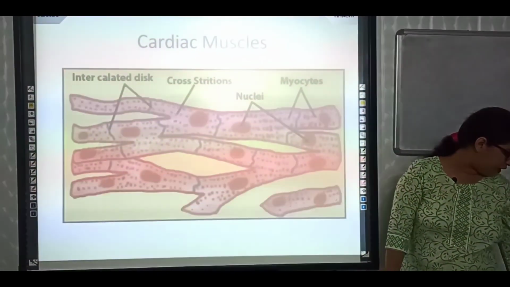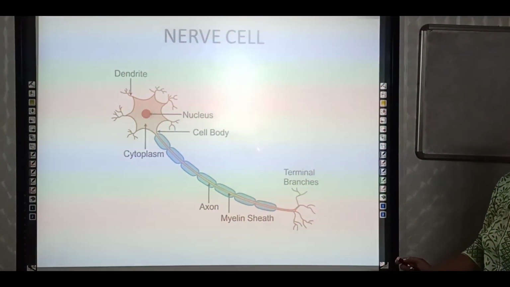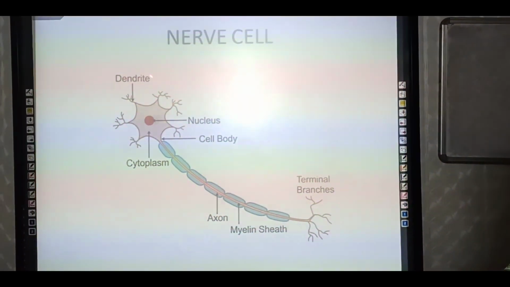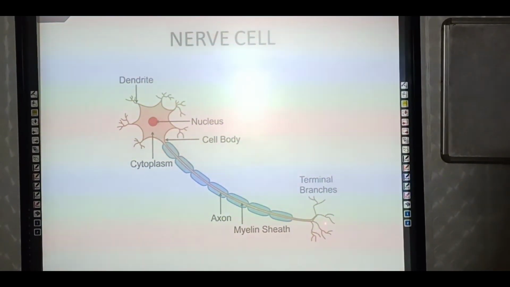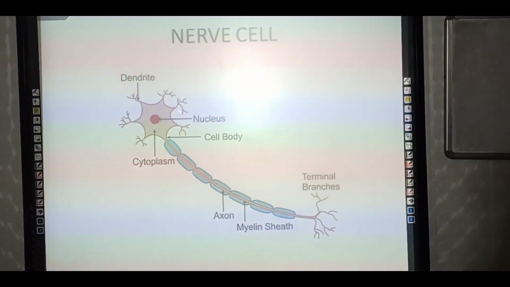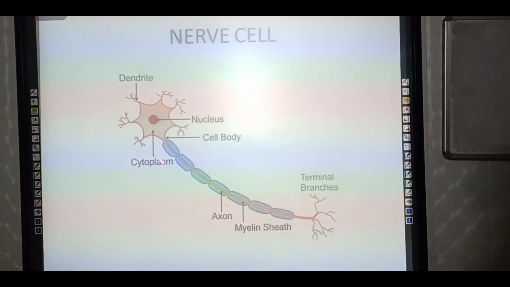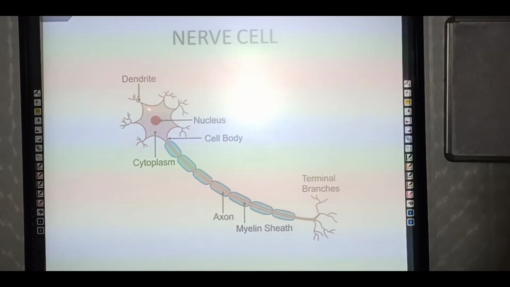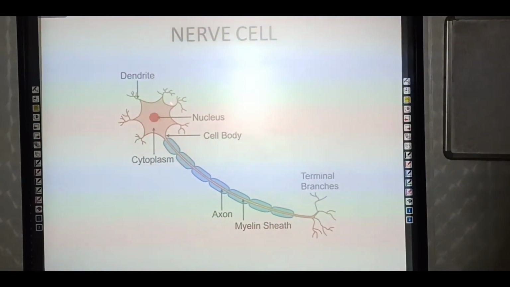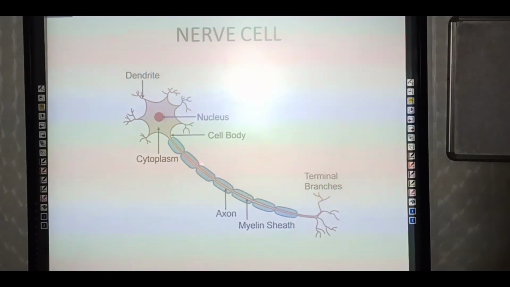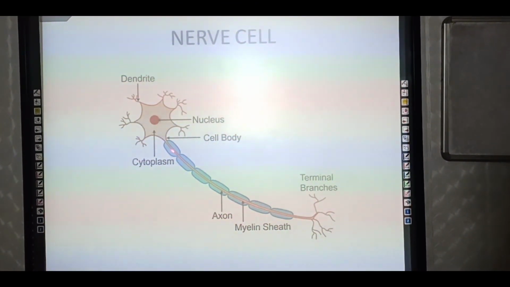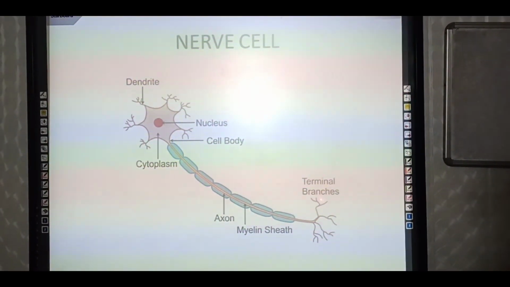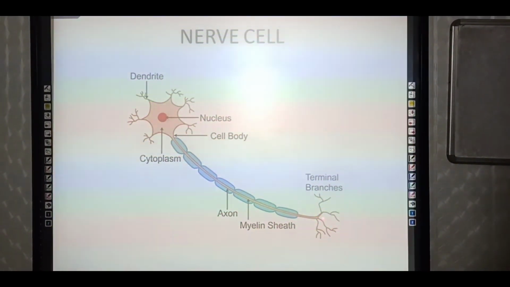Now the next type of tissue present in animals is the nerve cell, present in the human nervous system. This is the structure of a nerve cell, the structural and functional unit of the nervous system. You can see these are modified cells. This is the longest cell of the human body. This is the main cell body having small branched projections known as dendrites, one long unbranched projection known as the axon, and the end of the axon has terminal branches, also known as the axon ending.